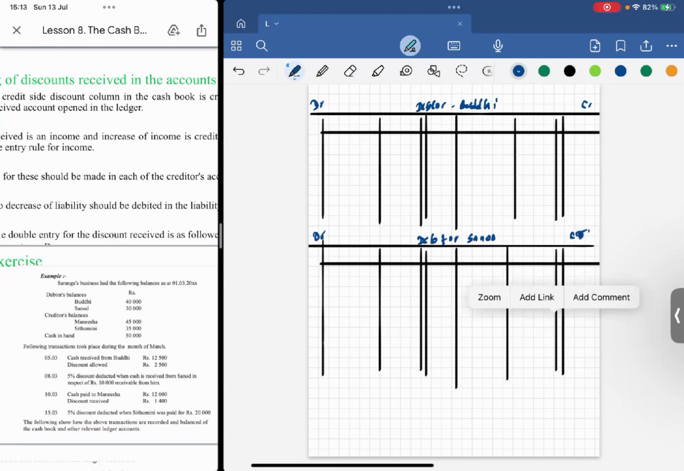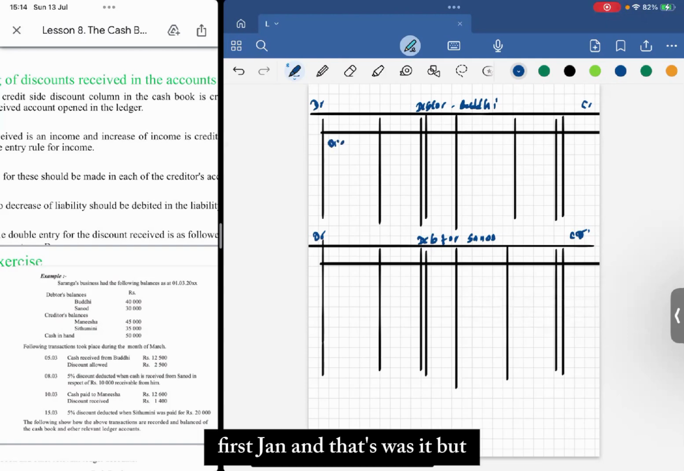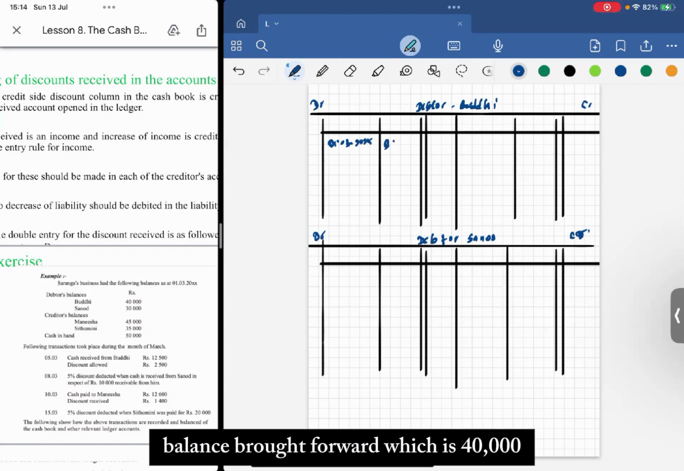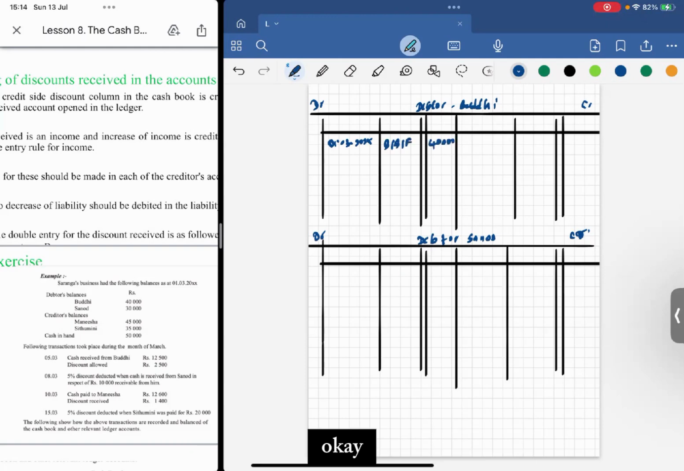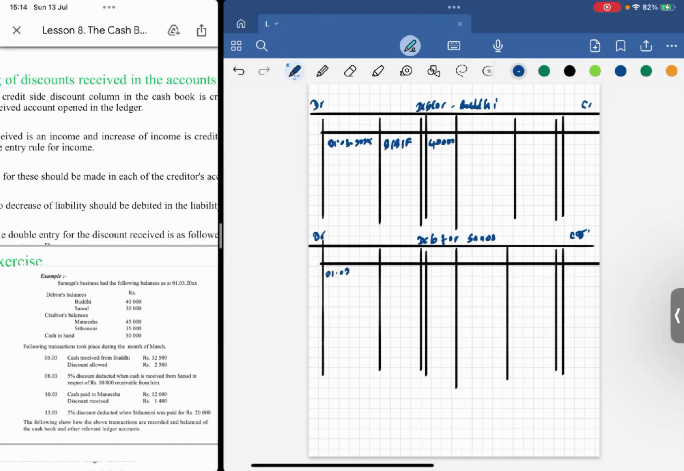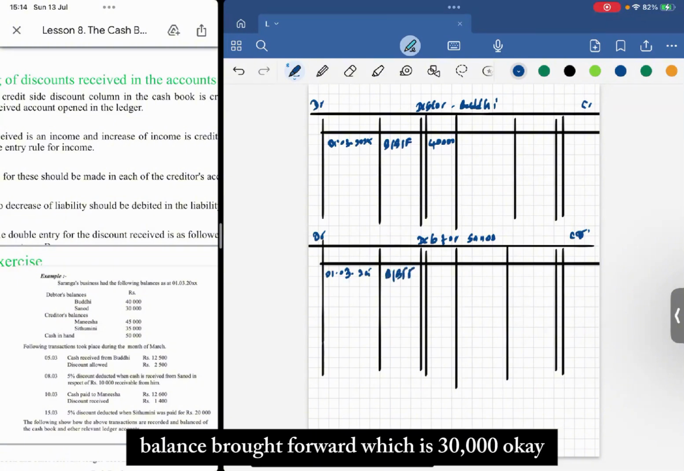In Buddhi's account, first Jan, balance brought forward, which is 40,000. Here in Sanod's account, balance brought forward, which is 30,000.